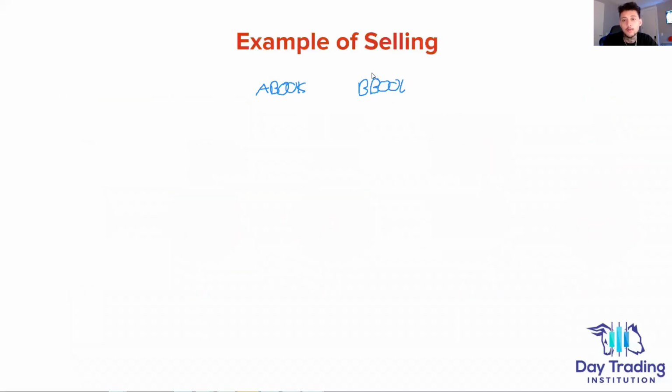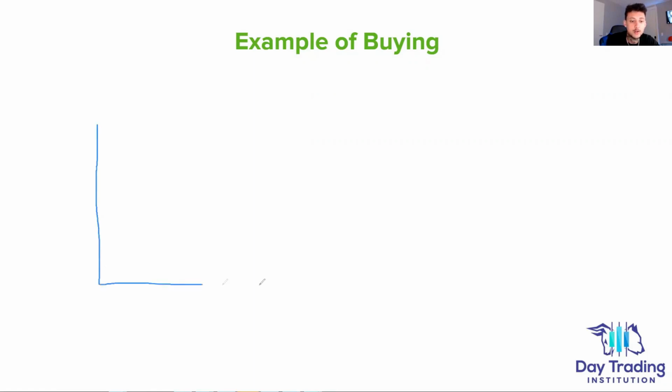Now, let me kind of get rid of this right here. Let me get rid of all these drawings, right? So now when we talk about an example of buying, right? Let's just say we're going to be trading gold, right? So let's kind of draw a little graph here. Let's say we're going to be trading gold.